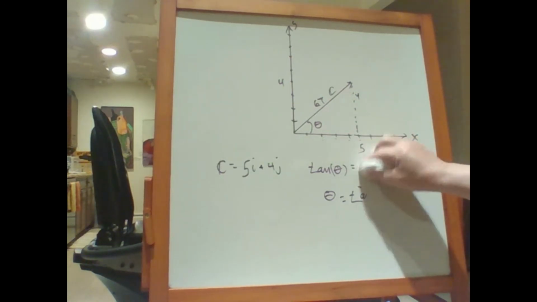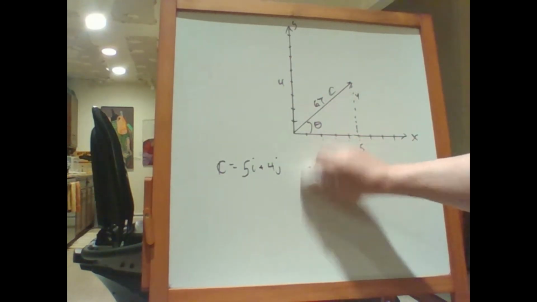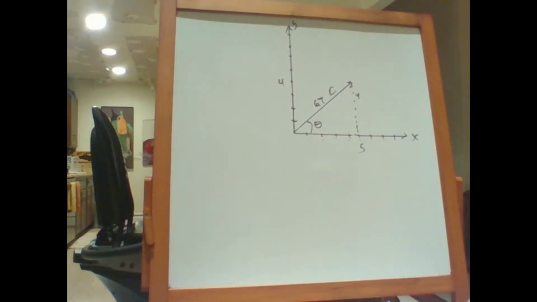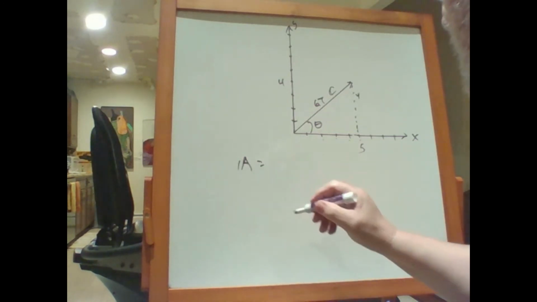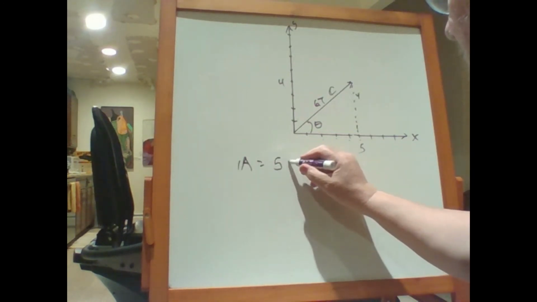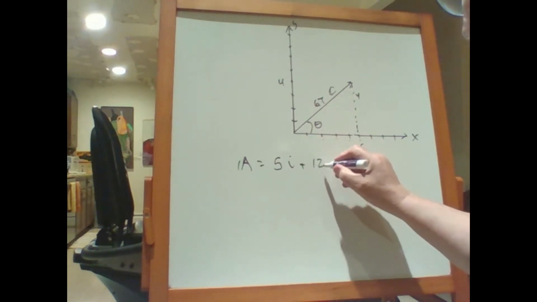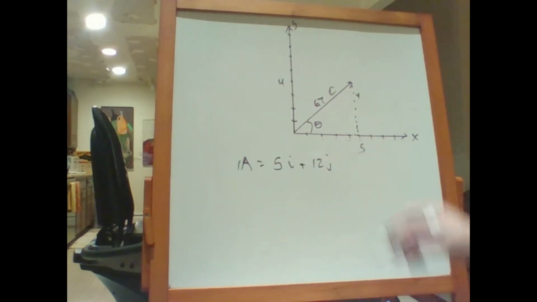Now, we can do something called a type of multiplication that you do with vectors, and it's called a dot product. Well, first off, before that, let's take a look at a vector A. That's 5i plus 12j. Okay, I can't draw it on here because it'd be off the scale.